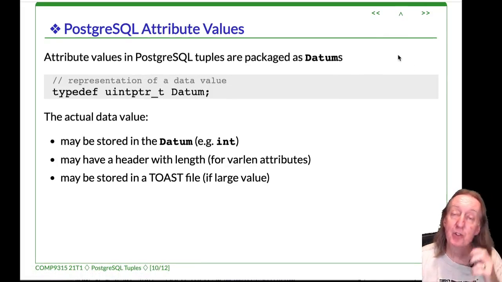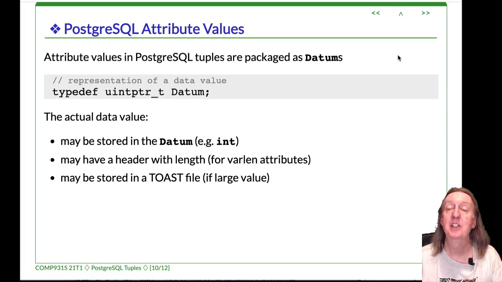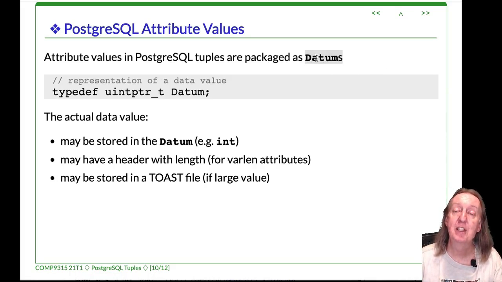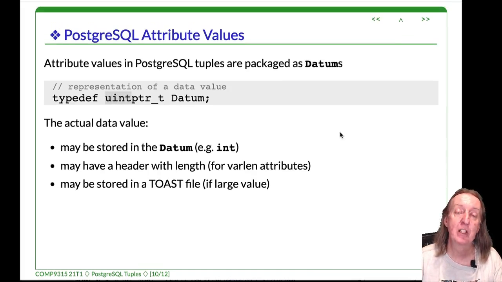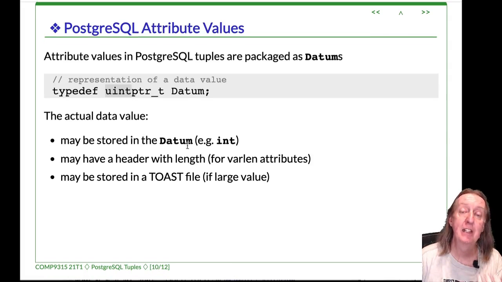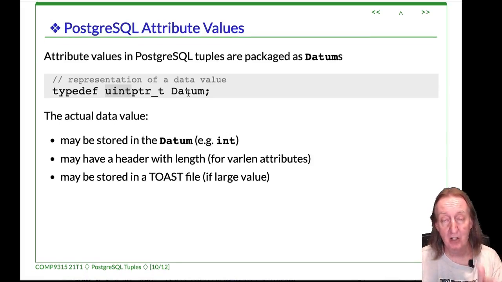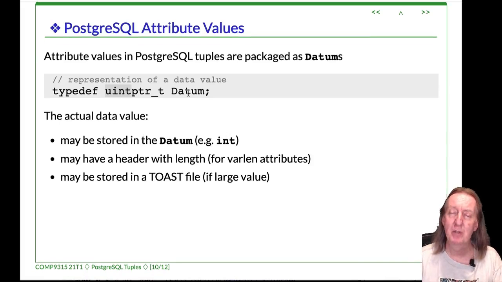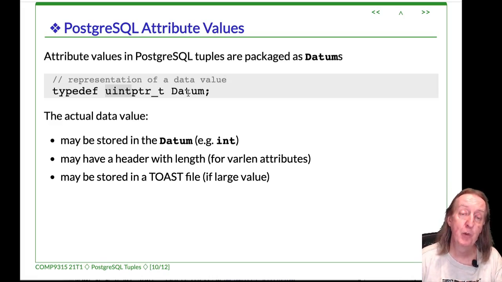All right, so what about the attribute values themselves? They're all packaged up as things called datum. And what a datum is, well, it's basically just an integer. It's defined to be a pointer, but it's a value that could actually contain the real attribute value. So for an integer, the datum would actually hold the integer value. So if we're talking about a value 42, then the value in the datum will be 42.